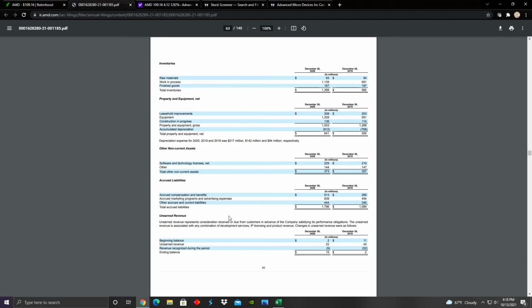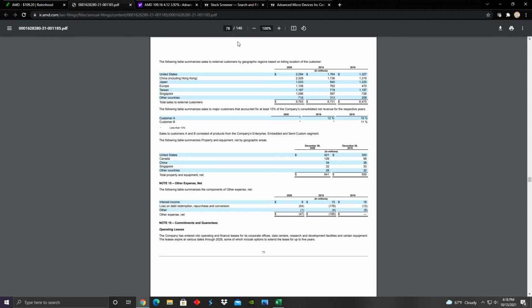It's a little interesting. We can see that of their inventory, they have raw materials to build their chips that equate to $93 million. About $1 billion of that is a work in progress, and about $167 million of that is in finished goods, so that's ready to be sold. Next, I'm going to look at page 78. This is the last page.